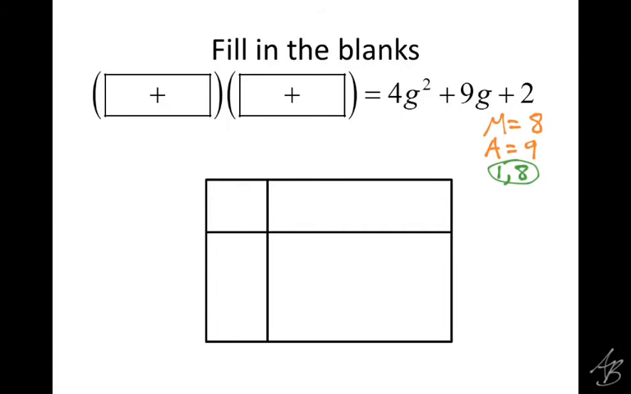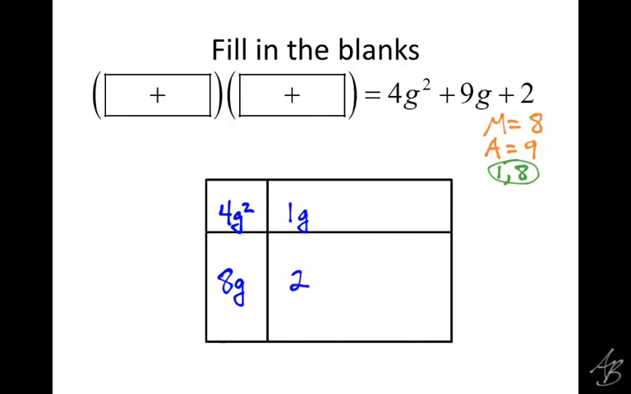So we're going to use that to help us with the area. Let's start with the 4g squared. That's going to go in the top left one. Then the top right and the bottom left, we're going to use this to decide how to split up that 9g. So the 9g is going to be 1g plus 8g. And then the last area is going to be 2.